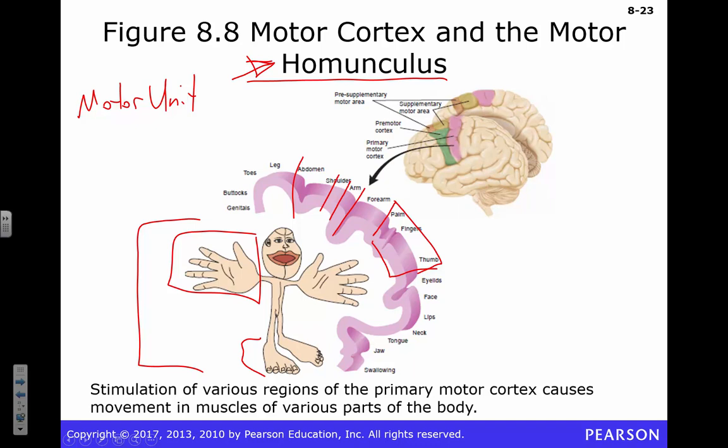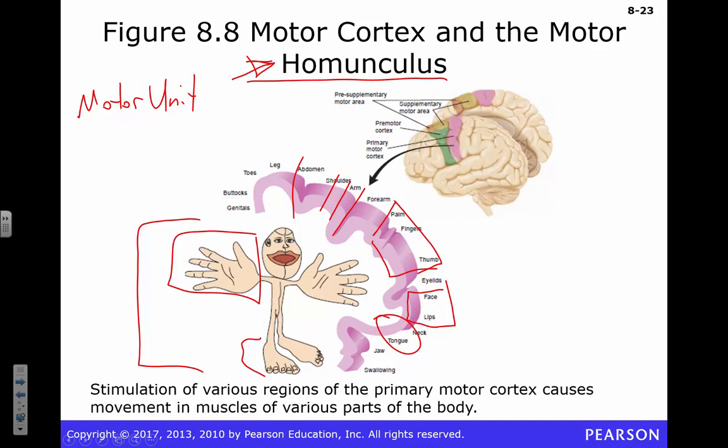The other one a lot of folks don't think about is the face and lips, right, and tongue. Those are important because of human communication. If you think about speech, that's going to really involve your mouth, your tongue, your lips, you're forming words, making sounds. That's very important, so we're going to devote a lot of brain space to that particular part of your body.